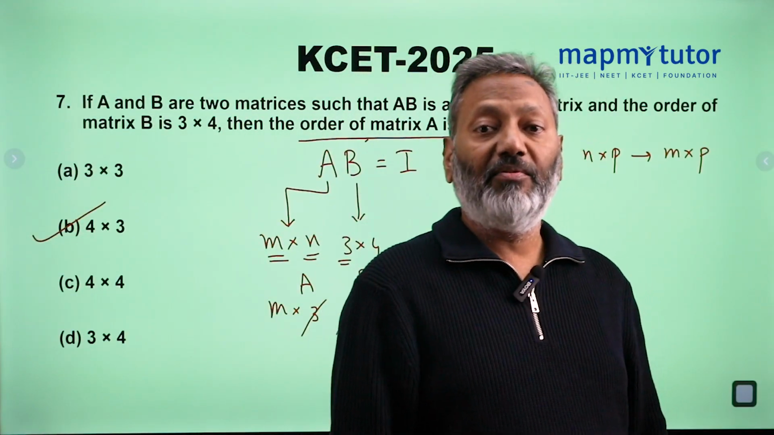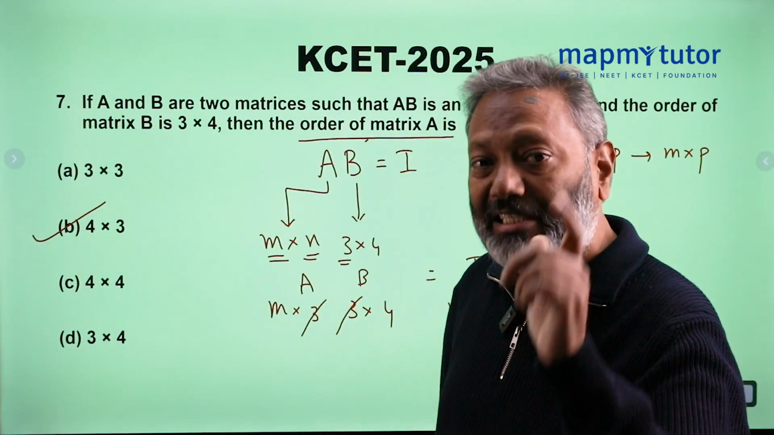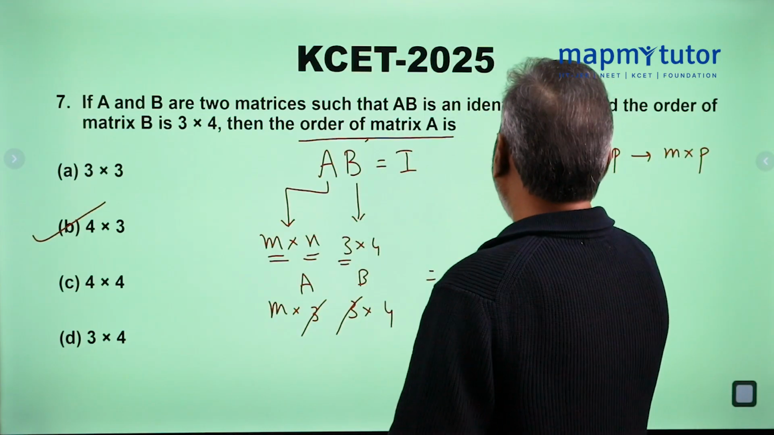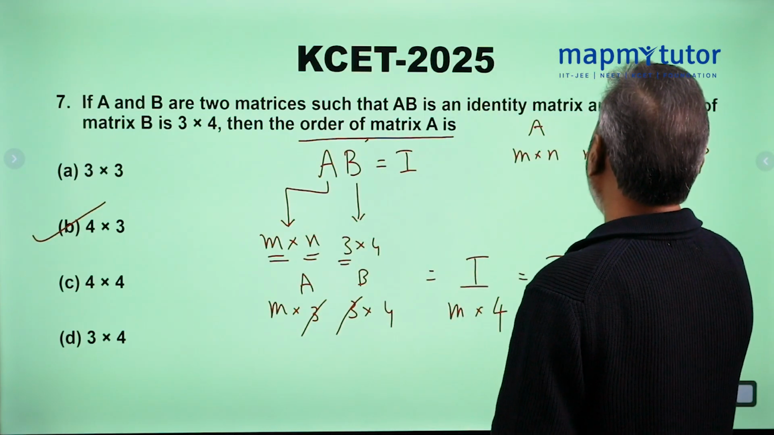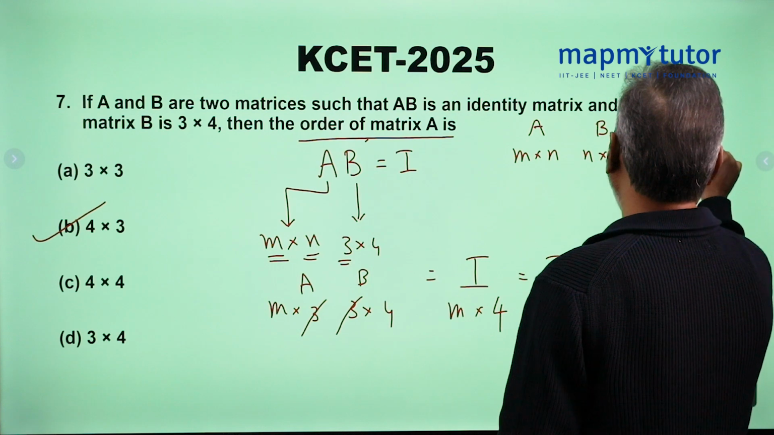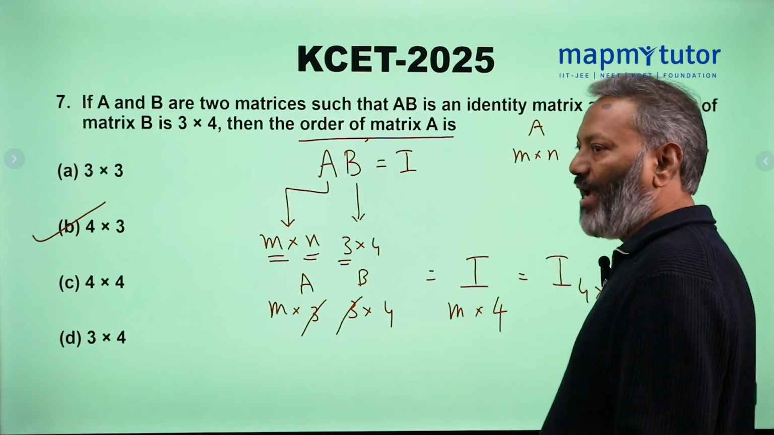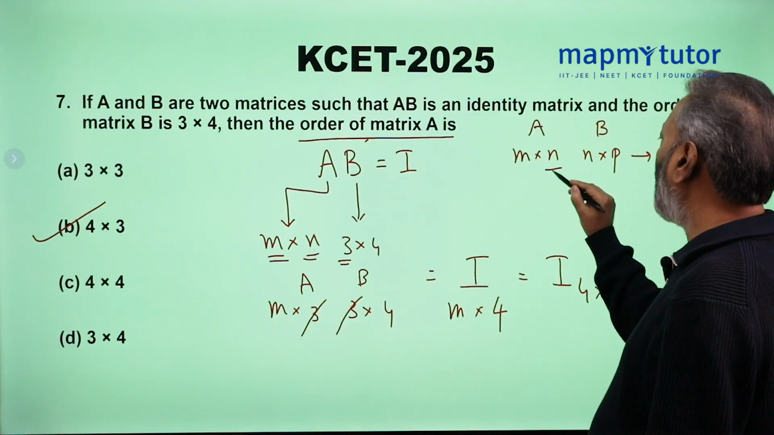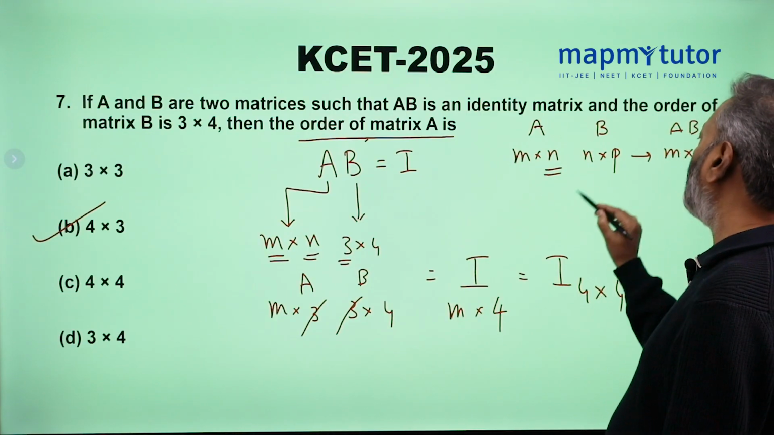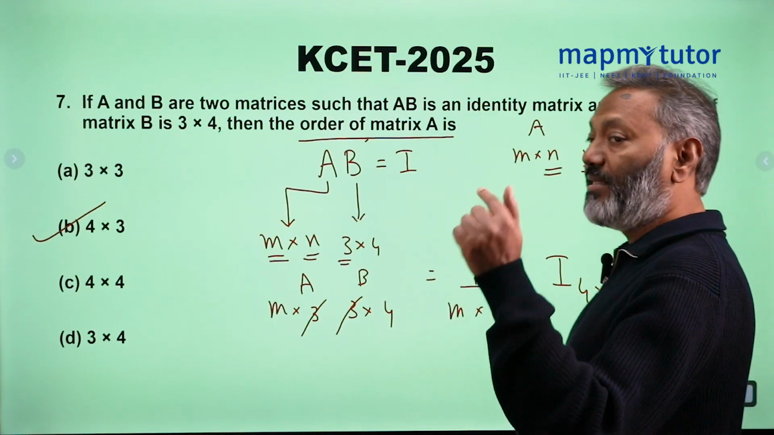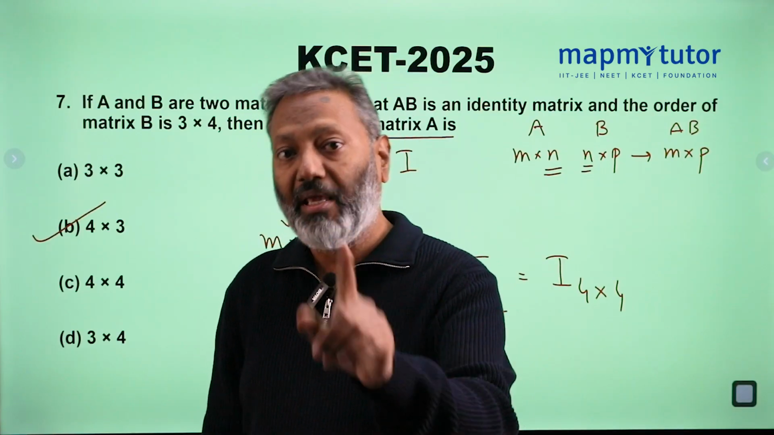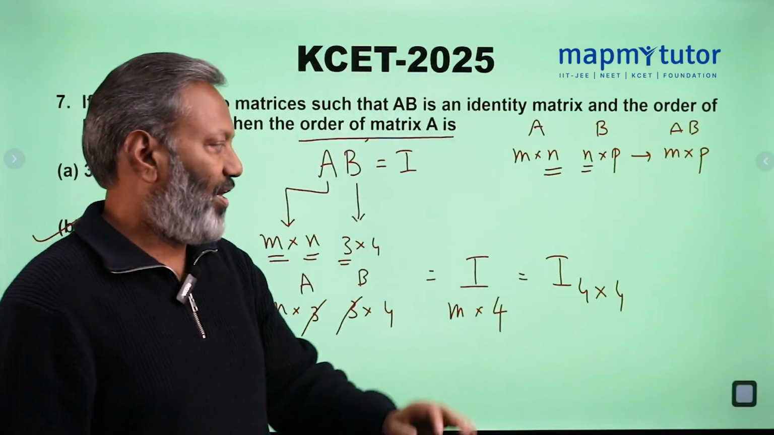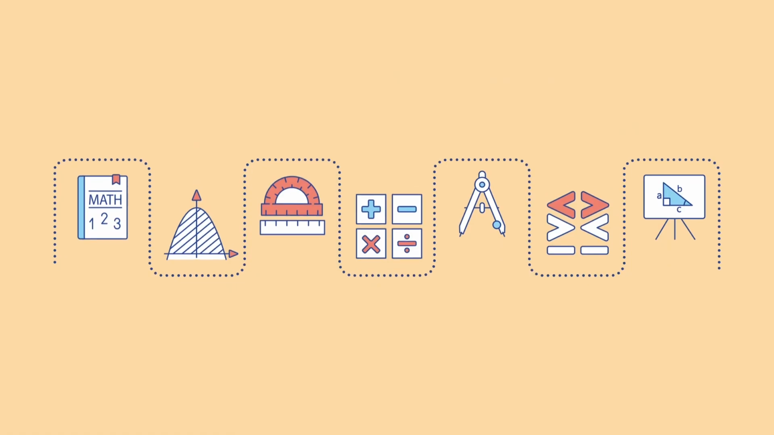What do you understand here? What is the simple principle involved? If A is M cross N and B is N cross P, AB must be M cross P. And the product of two matrices is possible only when the number of columns in the first and the number of rows in the second are equal. Okay? Just a fundamental concept. Got it?